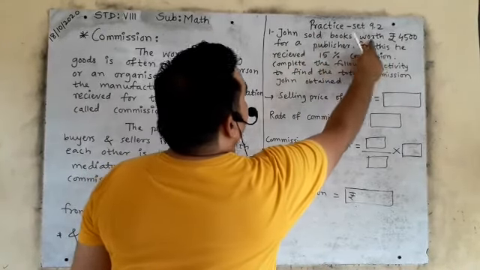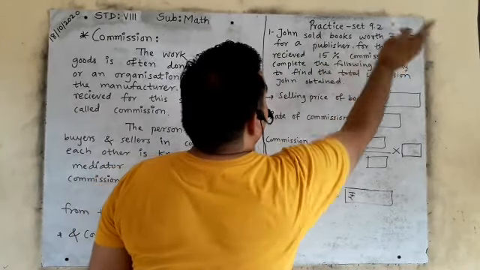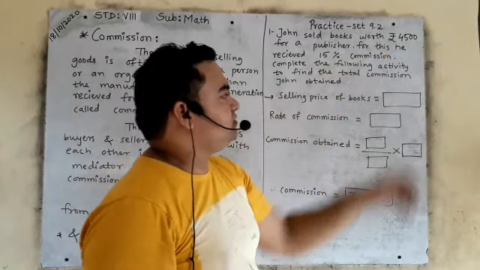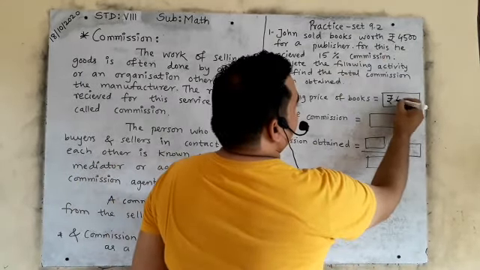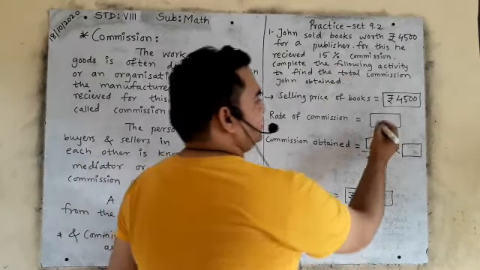John sold books worth rupees 4,500. John sold them for a publisher. For this he received 15% commission. See, commission is given in percentage, right? And we have to find commission on the selling price only. Now complete the following activity to find the total commission John obtained. It is very easy. The selling price of the books is how much here? Rupees 4,500. Selling price, sold books, selling price. Rate of commission is how much? Commission rate is how much?